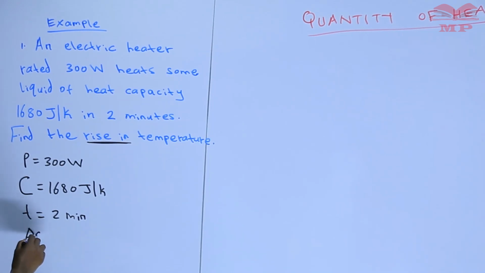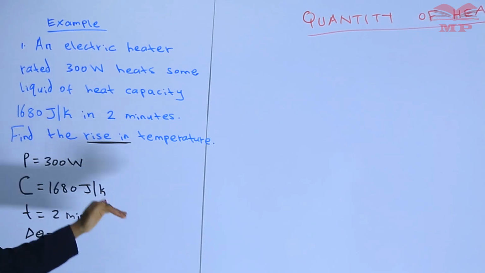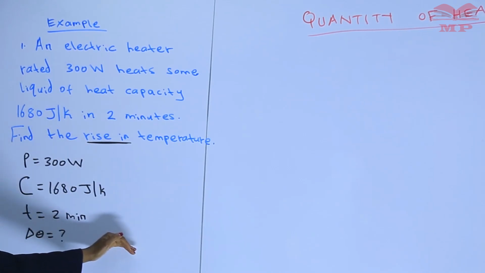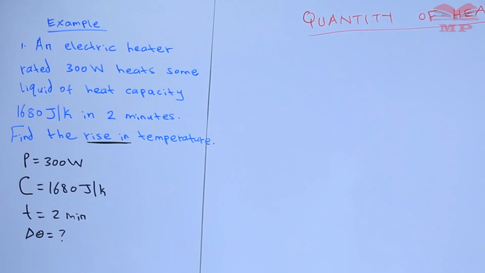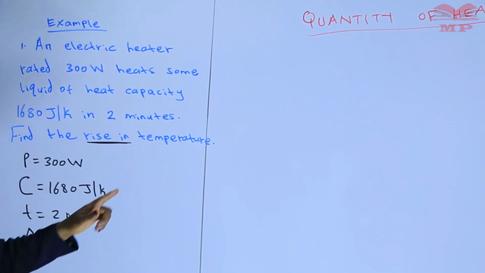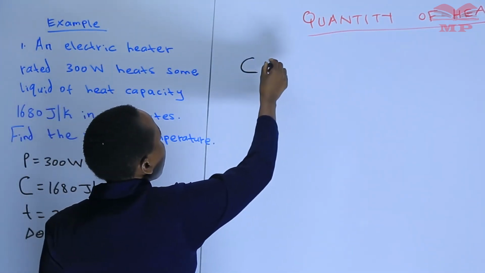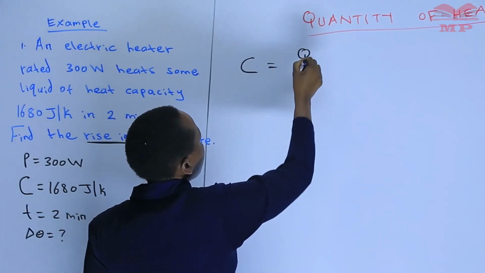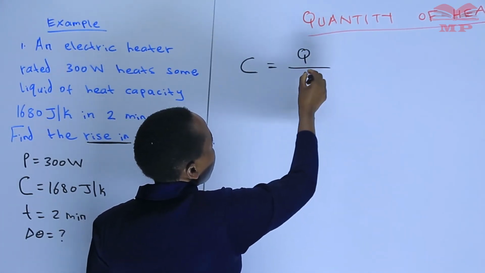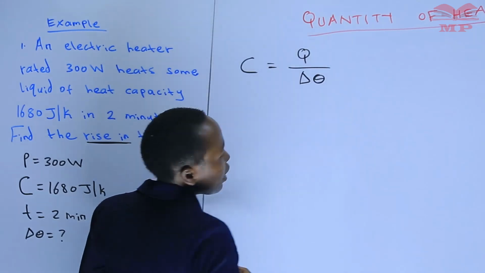So we want to get the change in temperature. That is what is in question, because a rise is now the change. So for example, if it was 30 degrees Celsius and then it rose to 70 degrees Celsius, the rise will be 70 minus 30, which is 40. So in this question, we need to remember what we have said about heat capacity. Heat capacity will be given by the quantity of heat divided by the change in temperature.